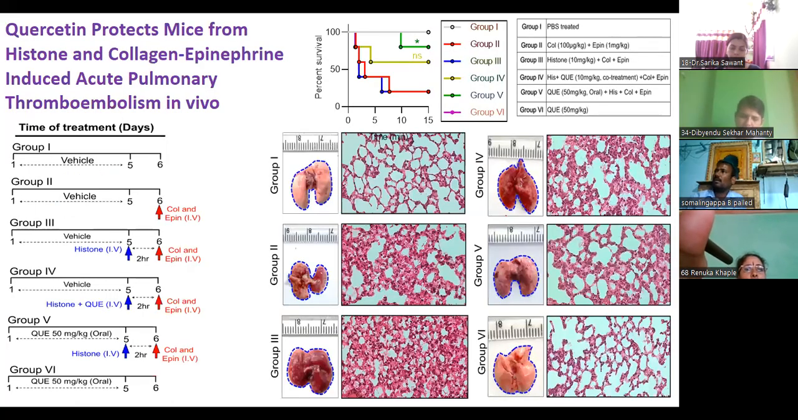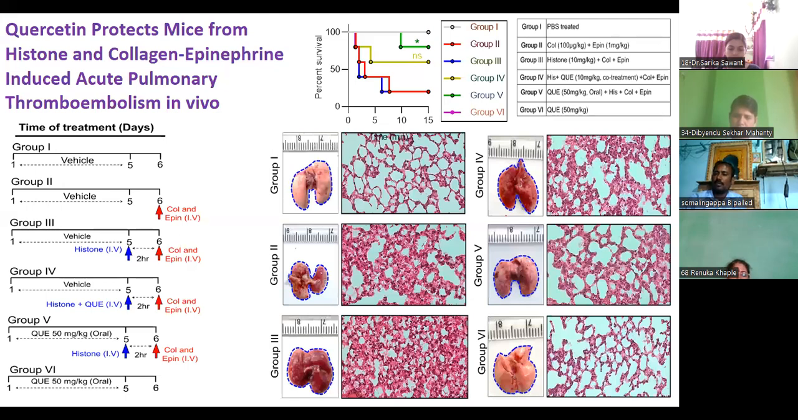So the third animal experiment we have done is pulmonary thromboembolism in vivo. In this experiment, we give epinephrine and collagen through IV. When we provide epinephrine and collagen intravenously, platelets present in the circulation get activated. When they get exposed to collagen and epinephrine, platelets get activated and form thrombi.